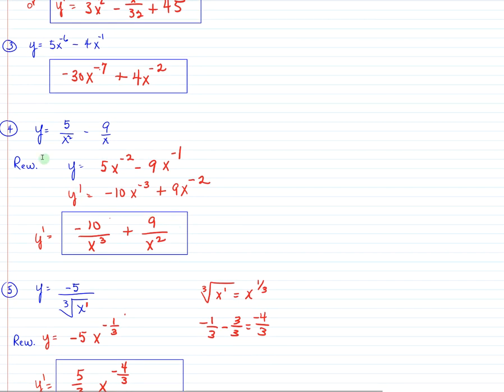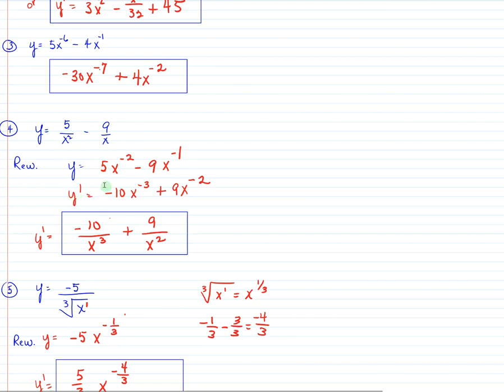All right, number 4. Y equals 5 over x squared minus 9 over x. So I'm going to rewrite that just like we did up above. So this one's going to become, now let's think about this. If I don't want this in the bottom of the fraction, when it comes to the top, that positive 2 exponent becomes a negative. So this is y equals 5x to the negative 2 minus 9x to the negative 1. We do that so we don't have these fractions. Everything's all on one line, and that makes it easier for us to take the derivative.